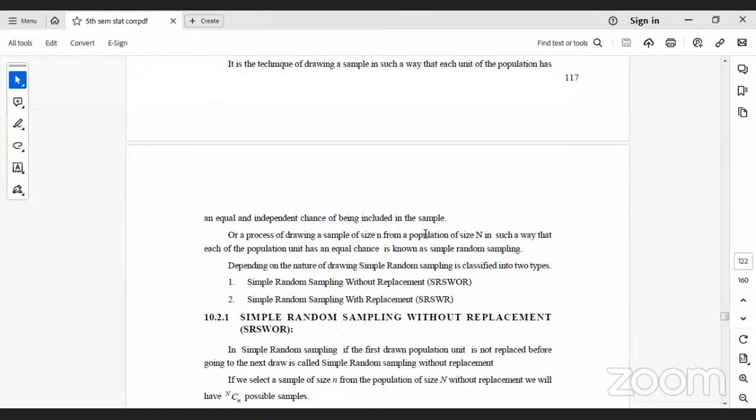Depending upon the nature of drawing, simple random sampling is classified into two types. One is without replacement, one is with replacement. Clear? Simple random sampling is without replacement and with replacement.